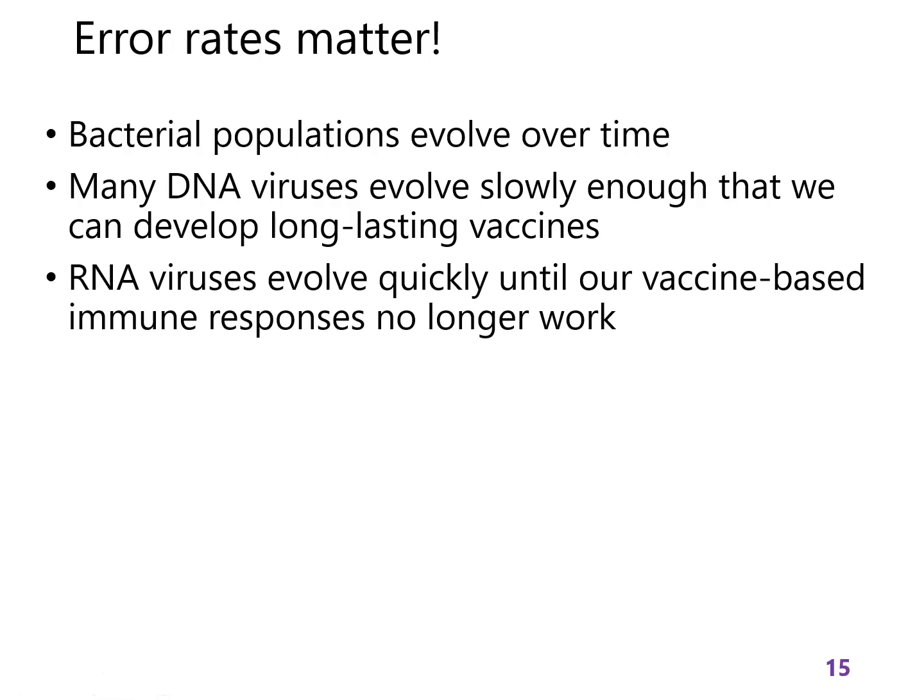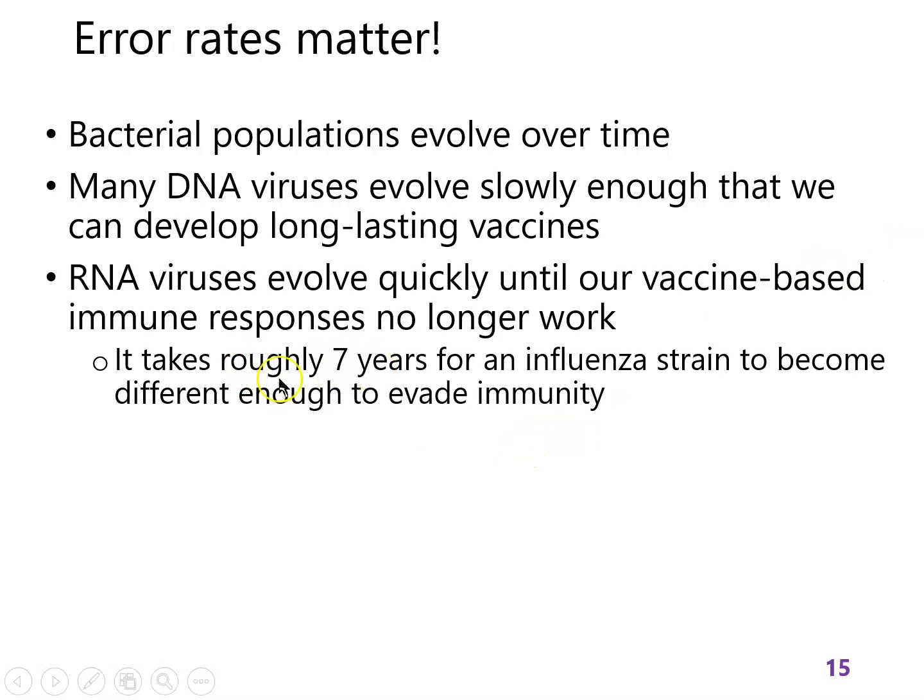RNA viruses are different. Like influenza, in about 7 years, any given influenza strain will evolve enough that our immune systems will forget it. And it'll be different enough from the vaccine we developed for it that we need a new vaccine for it. So that's a number I read in an article where they were talking to vaccine designers who were comparing influenza to SARS-CoV-2. And they said, yeah, it takes about 7 years before we need to make a new vaccine for a given influenza strain.